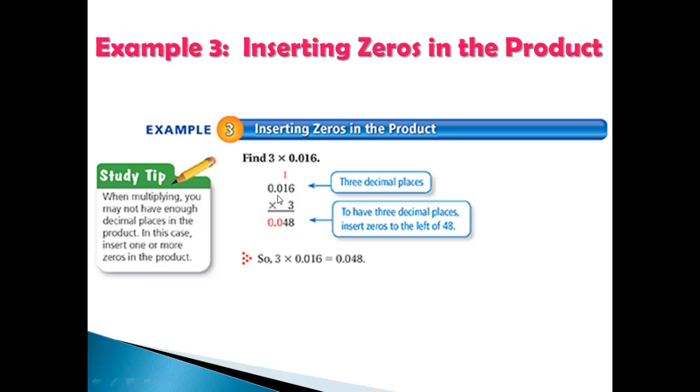We look and see how many places we need to move our decimal, which is 3. So we're going to go over 1, 2, 3. And we're going to write our decimal. And in this spot we need to put a 0 here and also a 0 in the front. So our answer is 48 thousandths.